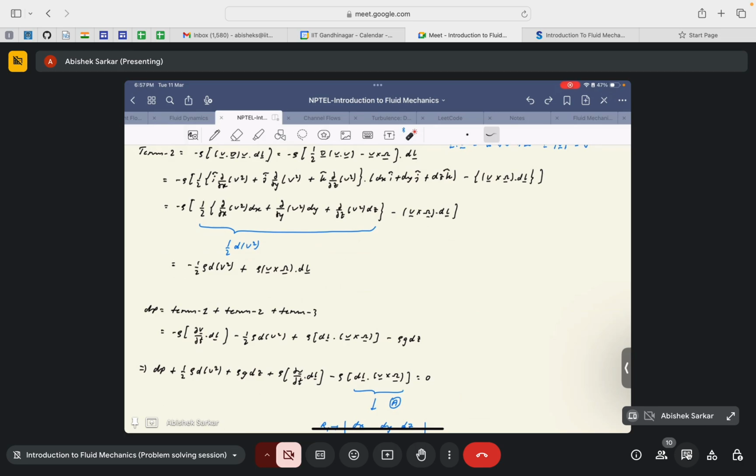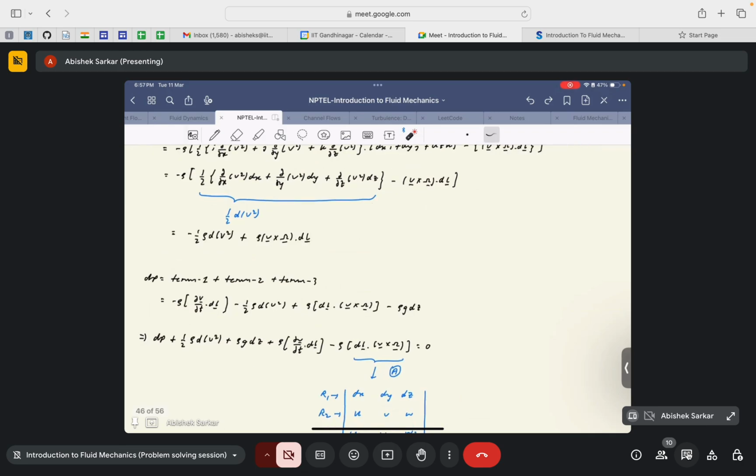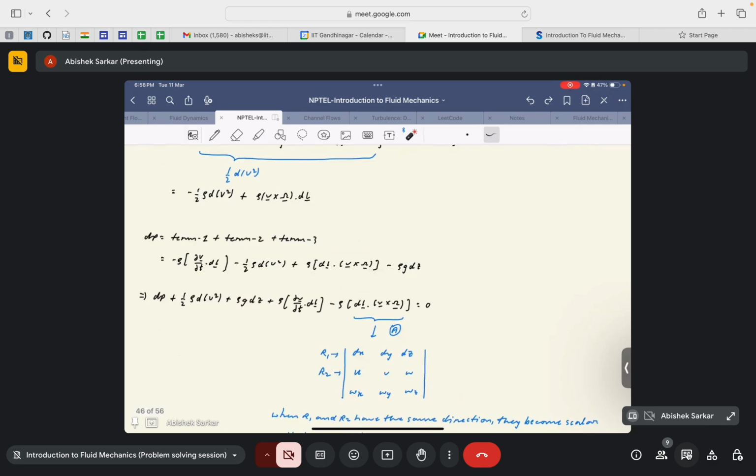Then just simplifying it a bit further, we will be left with half rho d v square, plus minus will add up, so it will be plus rho v cross the vorticity vector dot dl. Now if we combine all these terms, you will be left with dp is equal to minus rho dou v by dou t dot dl minus half rho d v square plus rho dl dot v cross vorticity, or v cross omega, minus rho g into dz.